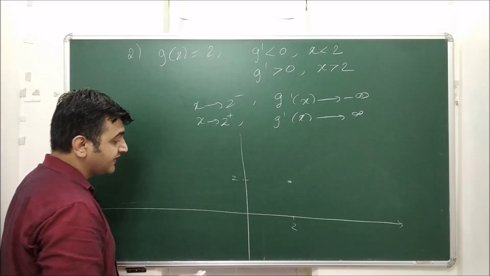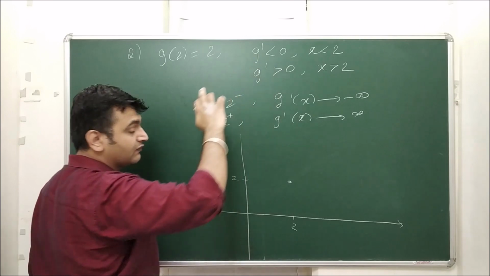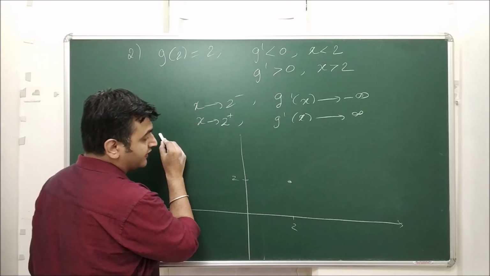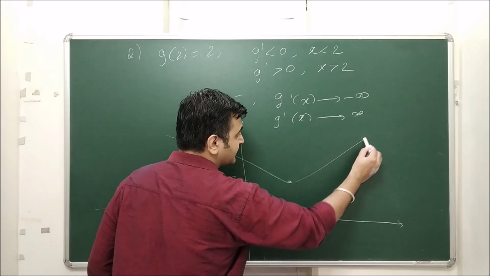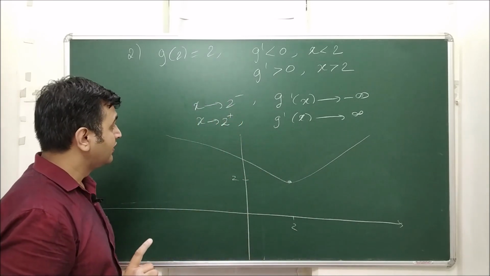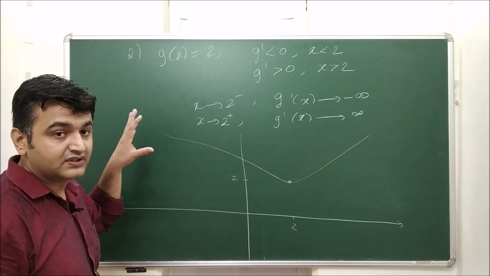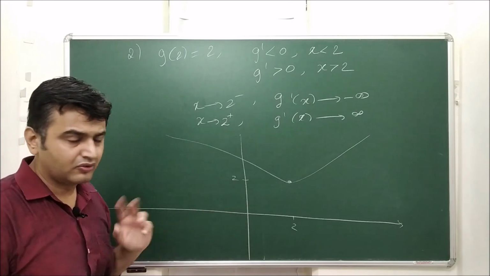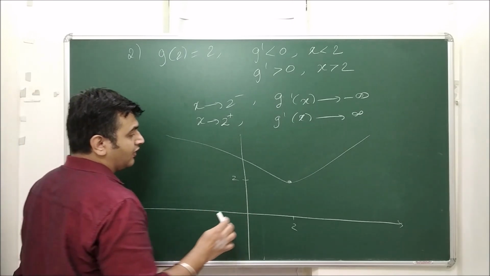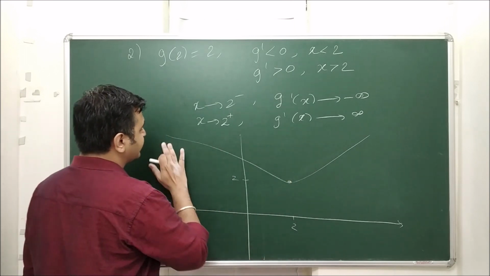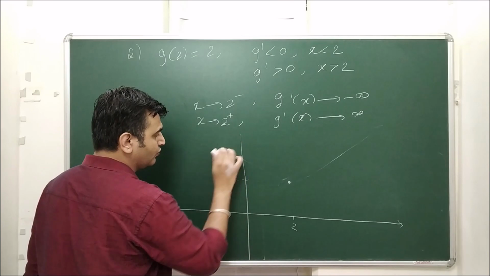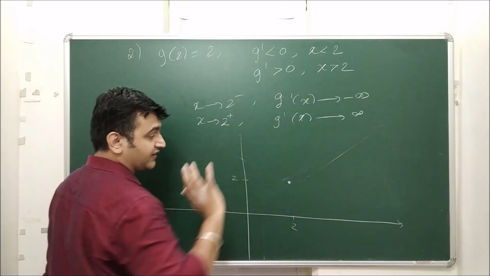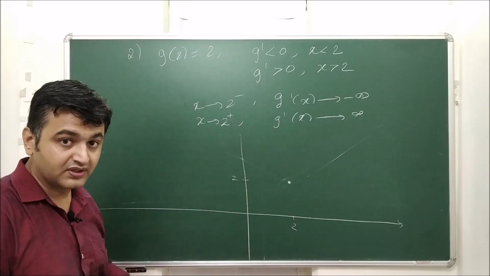For x less than 2, it is negative. That means what? Function is decreasing. So it's decreasing. For x greater than 2, derivative is positive, so it's increasing. Now here the range of g dash is not given, so you can draw anyhow. Does not matter. So I know it's decreasing and increasing. I also know that it is not differentiable at 2 because the derivative does not exist. So there won't be any smoothness.